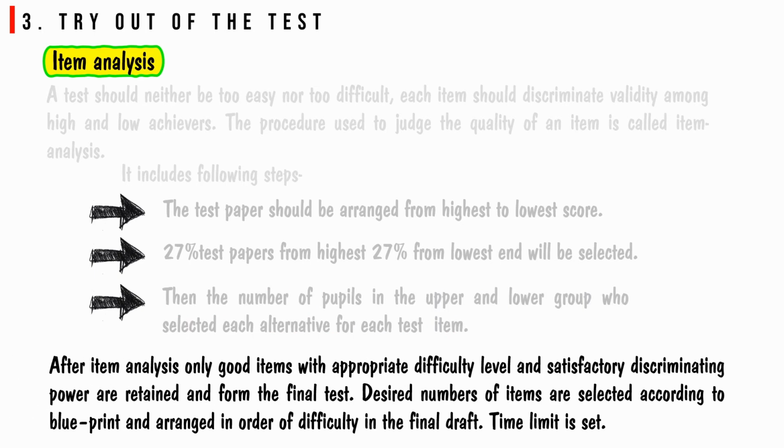After item analysis, only good items with appropriate difficulty level and satisfactory discriminating power are retained and form the final test. The desired number of items are selected according to the blueprint and arranged in order of difficulty in the final draft. Time limit is set.